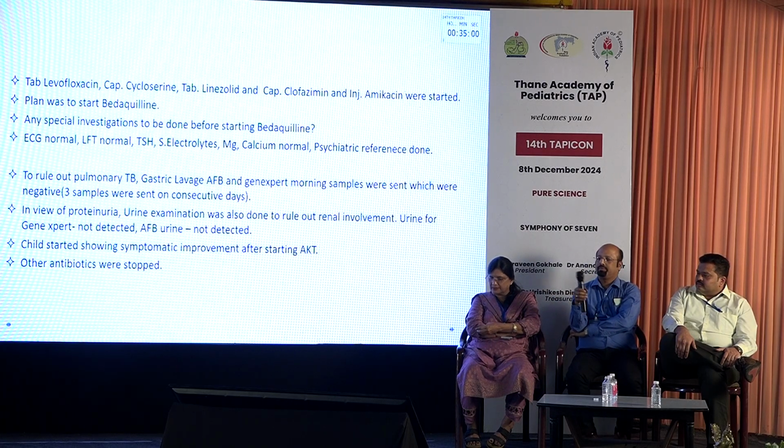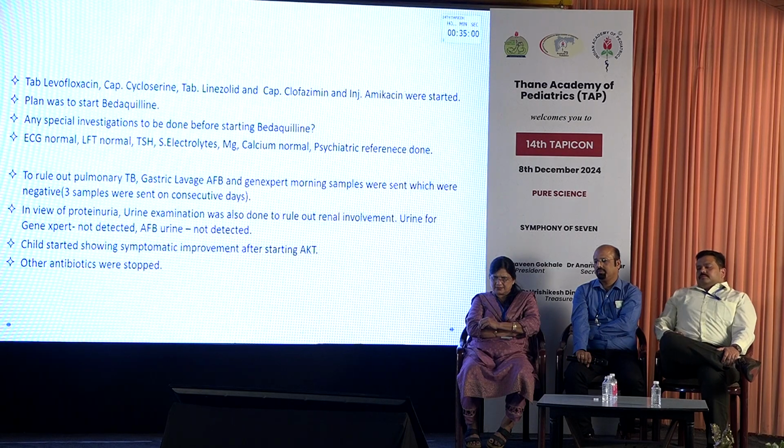To rule out pulmonary TB, gastric lavage AFB and GeneXpert were sent on 3 consecutive days, which turned out to be negative. In view of proteinuria, urine examination also was done to rule out renal involvement. So urine GeneXpert and AFB we also sent, which turned out to be normal. The child was showing symptomatic improvement after starting AKT. Other antibiotics were stopped.